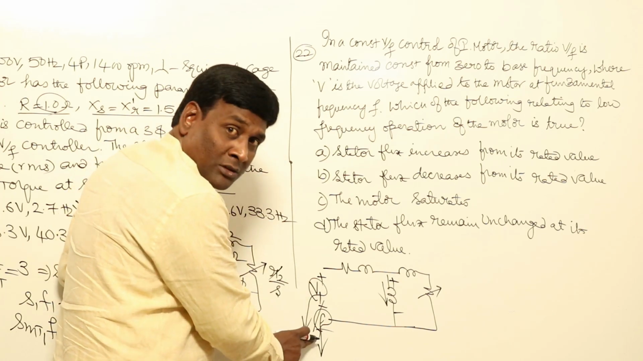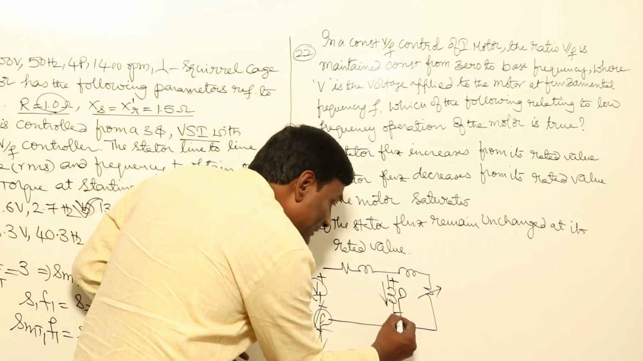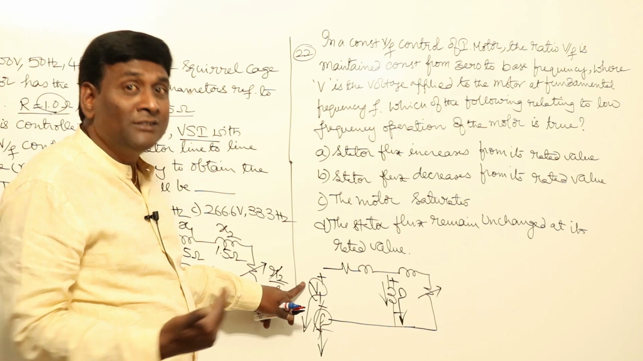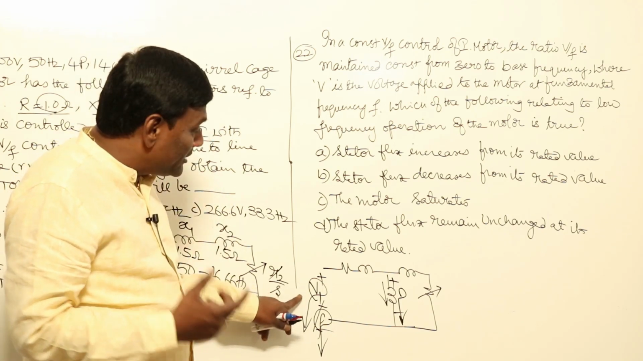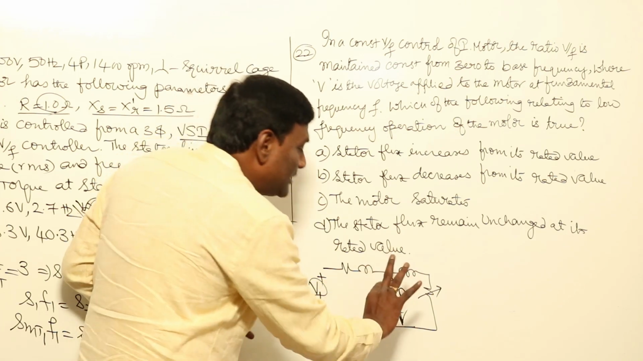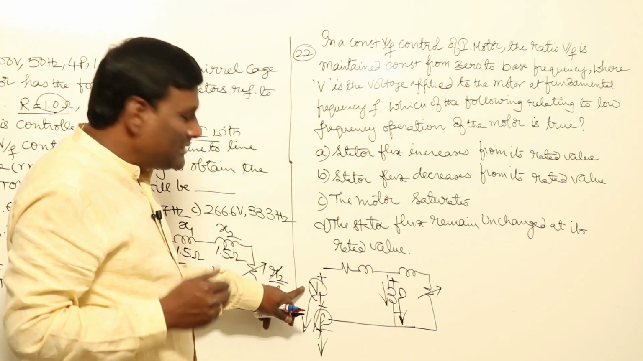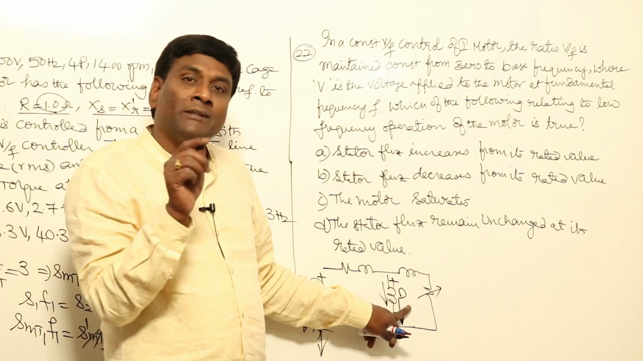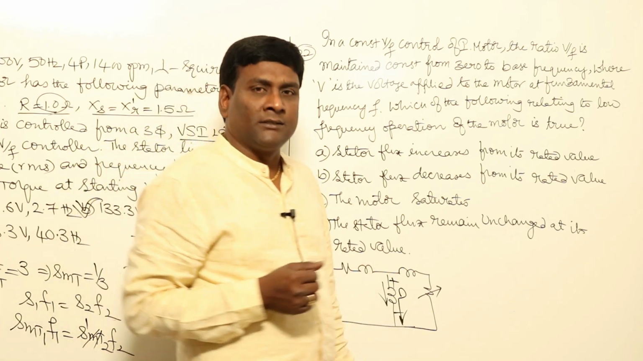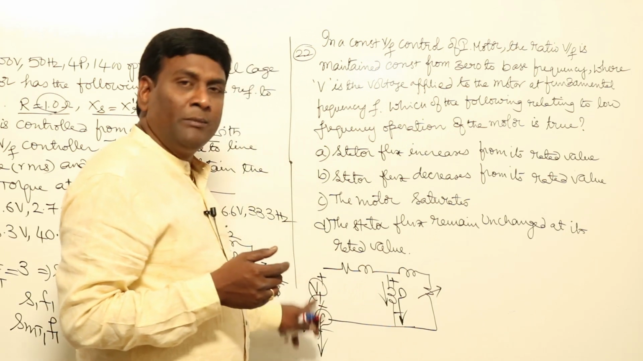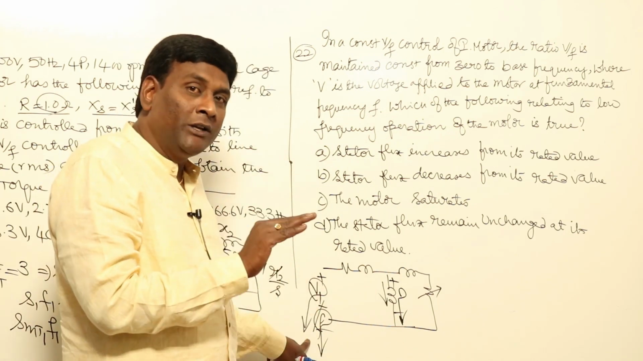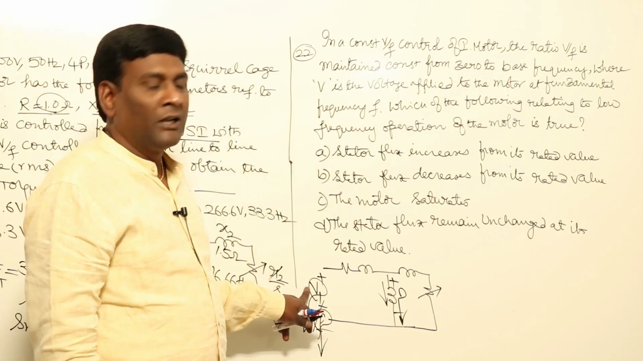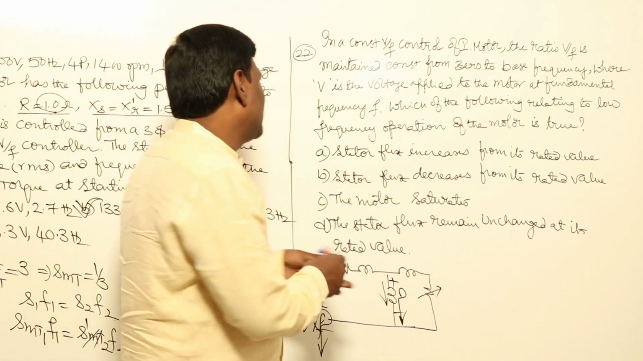So if you maintain the V by F ratio constant, because of this drop, this voltage will be less. At rated voltage you don't observe much difference, but at low frequency and low voltage, the maximum percentage of the voltage will be dropped here. So at the low frequency region, if you maintain the V by F ratio constant, the operating flux will be reduced, to be precise. That's why in practical applications, at low frequency range, they intentionally maintain more voltage than the proportion of the frequency reduction.